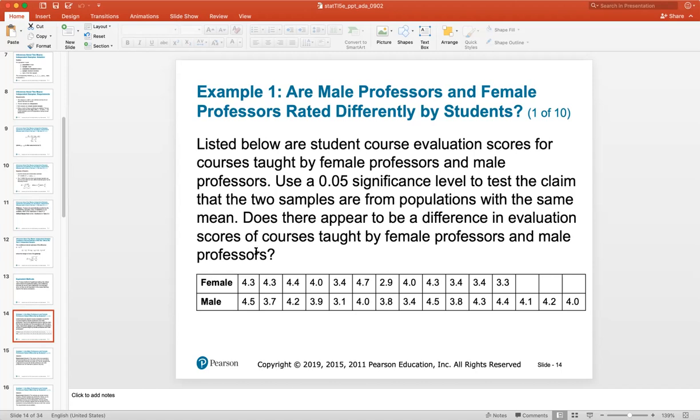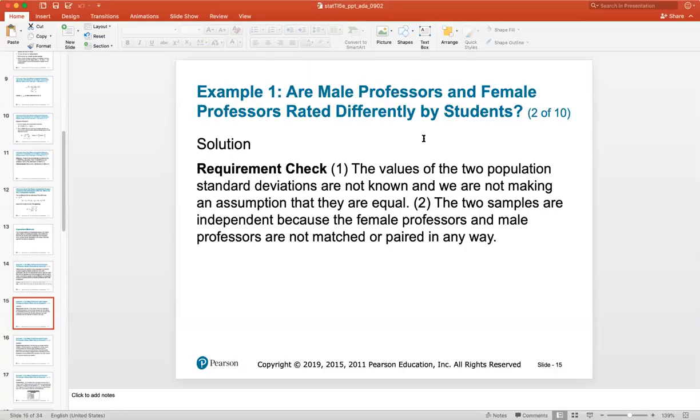First, you need to enter these two data sets in your calculator. The next step is to check that those two data sets satisfy all the requirements. First, the values of the two population standard deviations are not known, as the problem mentions, and we are not making any assumption that they are equal. The second requirement is that the two samples must be independent. Yes, those two data sets are not matched or paired in any way.